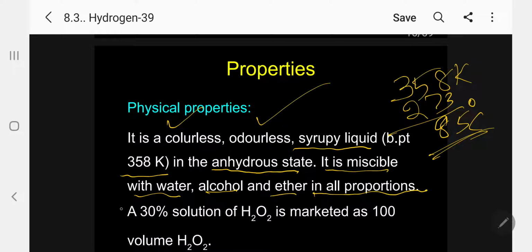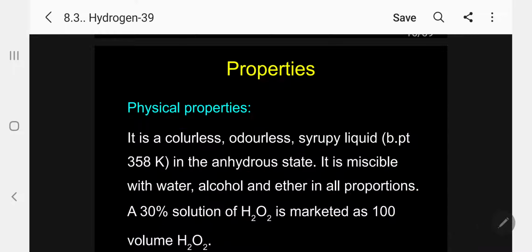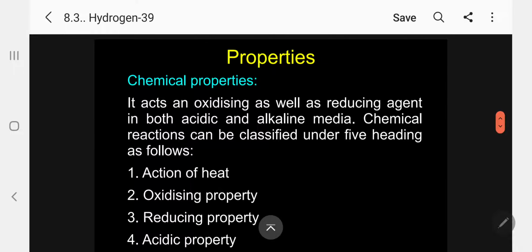Kindly follow. A 30% solution of hydrogen peroxide is marketed as 100 volume hydrogen peroxide. This is the most important information. A 30% solution of hydrogen peroxide is marketed as 100 volume hydrogen peroxide. Coming to chemical properties, hydrogen peroxide acts as an oxidizing as well as a reducing agent in both acidic and alkaline media.